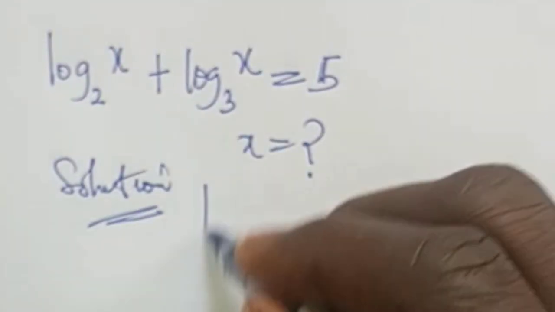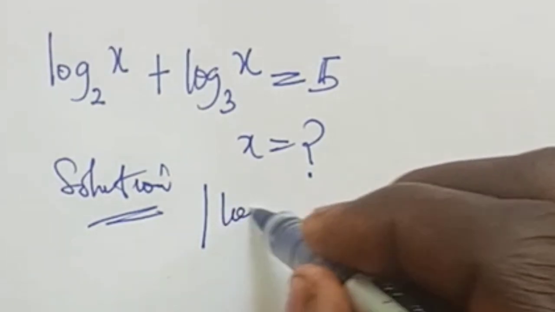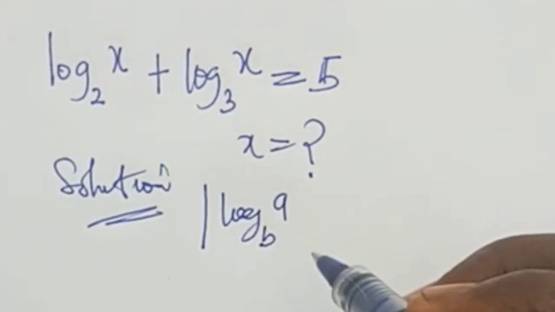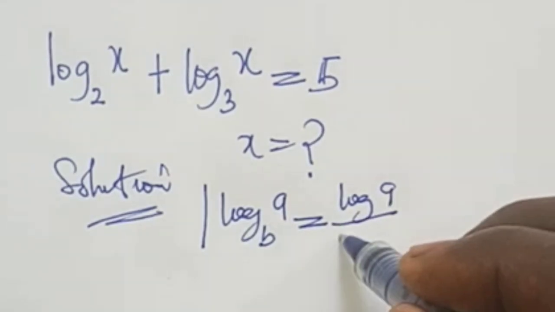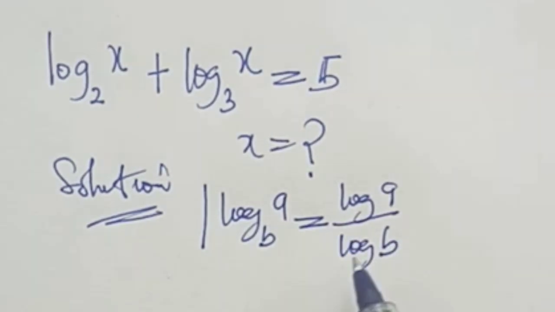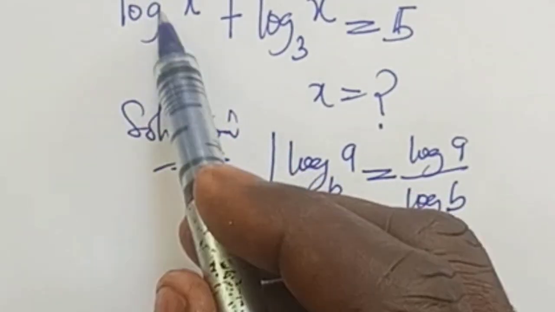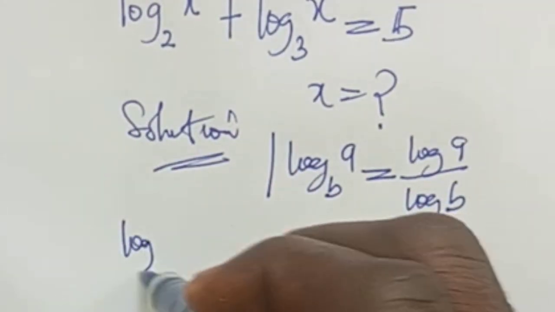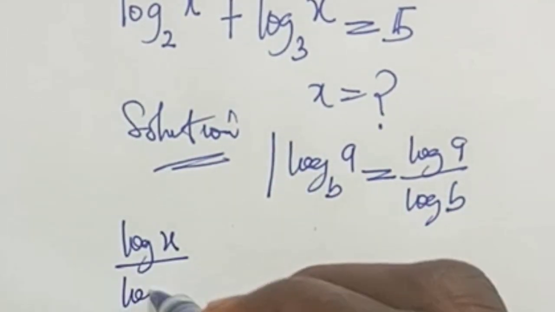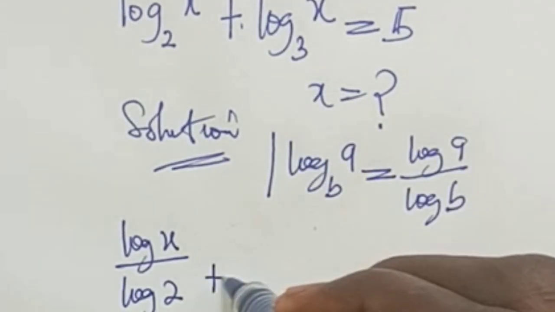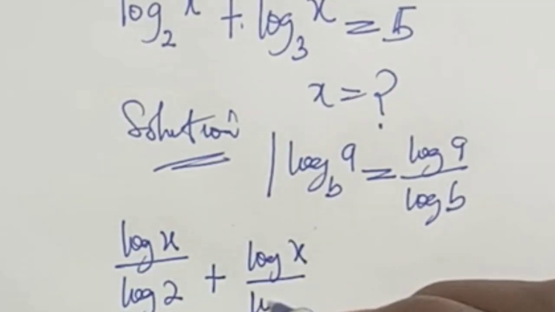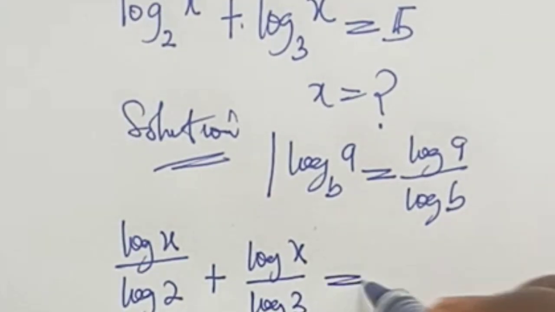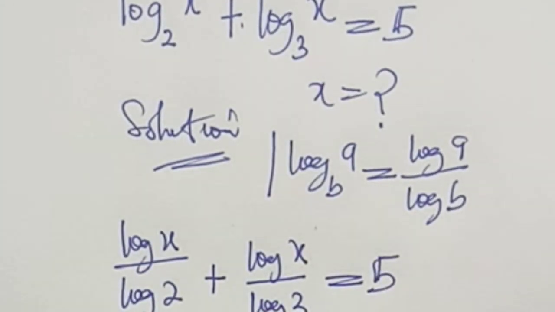We're going to apply the principle that says if log a base b is given, it is represented as log a all over log b. So we're going to apply it here. This becomes log x over log 2 plus log x all over log 3, and this equals 5.